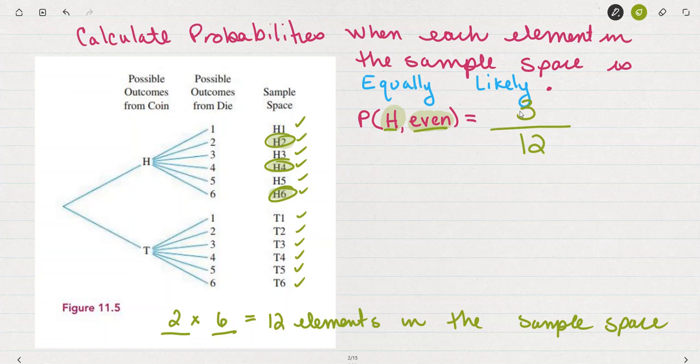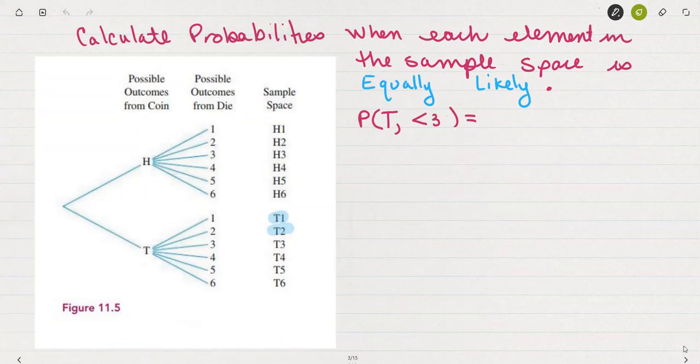We do need to be able to reduce the 3/12 into lowest terms. And to do this, I notice that 3 goes into 3 and also into 12. So it's 1 out of 4. If I were to divide 1 divided by 4, I'd get 25 hundredths, which translates to 25%. So there's a 25% chance that if you flip a coin and then roll a six-sided die, you're going to get a heads on the coin and an even number.